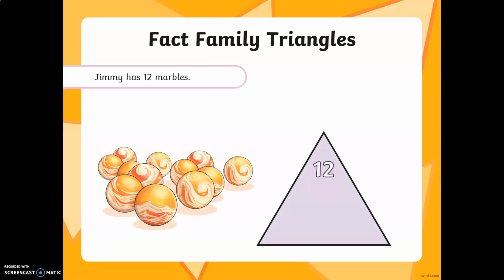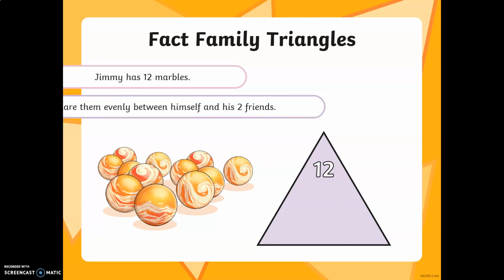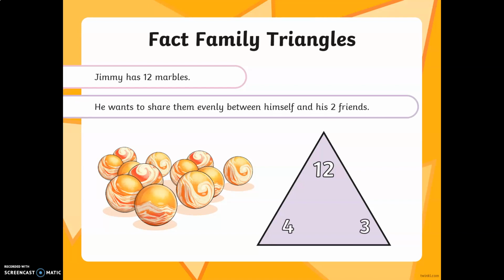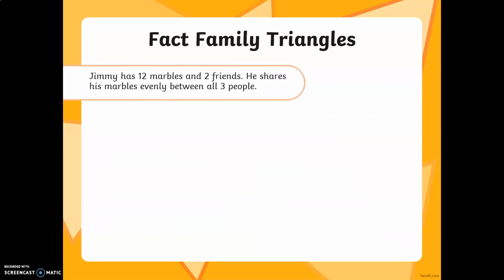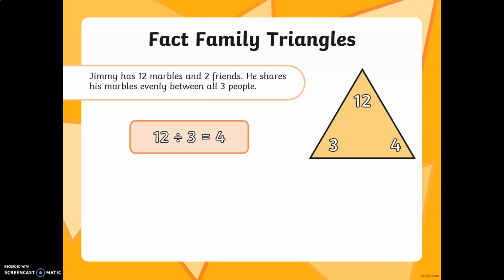Let's have a look at this one here. Jimmy has 12 marbles. He wants to share them evenly between himself and his 2 friends. So that would mean 3 people that he's dividing it evenly between. This is going to be a division sum. Jimmy has 12 marbles and 2 friends. He shares his marbles evenly between all 3 people.